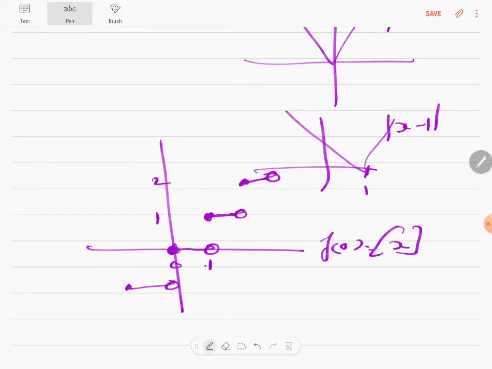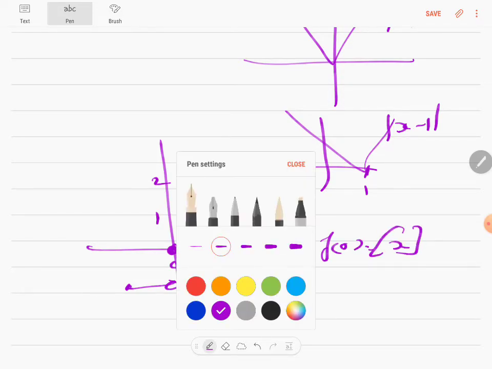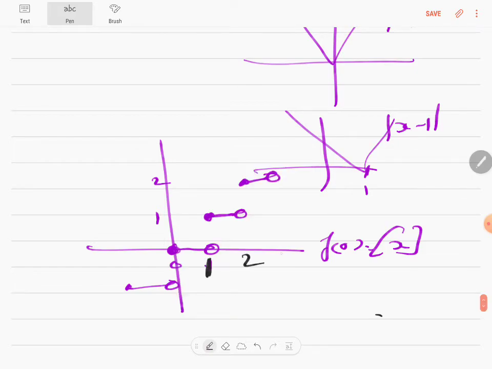And you know the greatest integer function is not a continuous function. Where all is it not continuous? At 1 it's not continuous, at 2 too, because to the left of 1 it is 0 and to the right of 1 it is 1. 0 is not equal to 1, therefore it's not continuous at all the integers: 0, 1, 2, 3, 4, all integers.